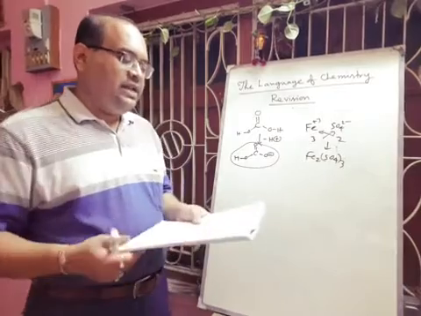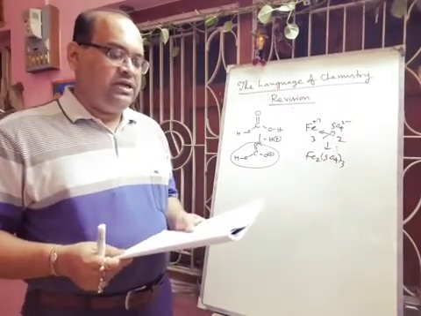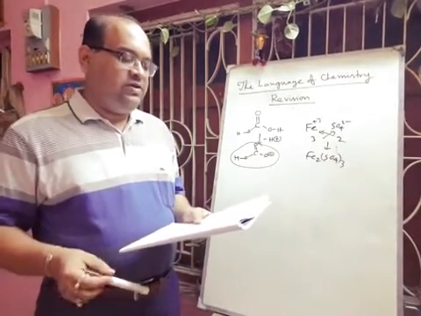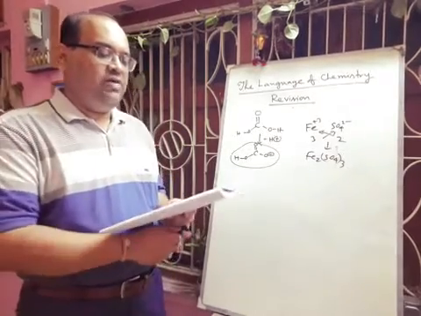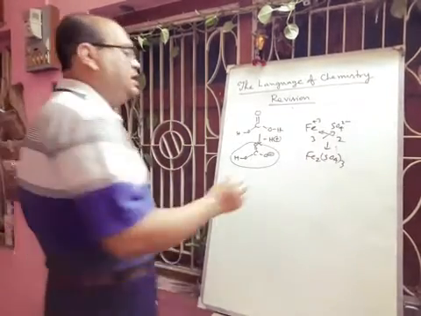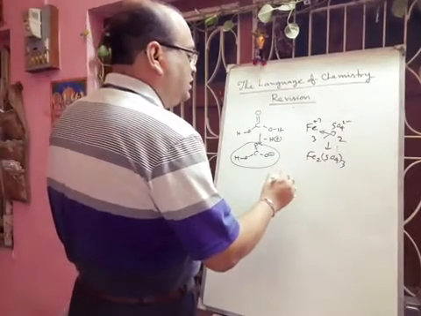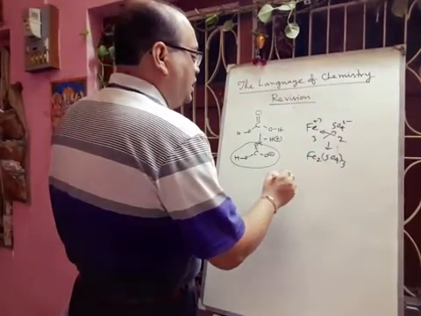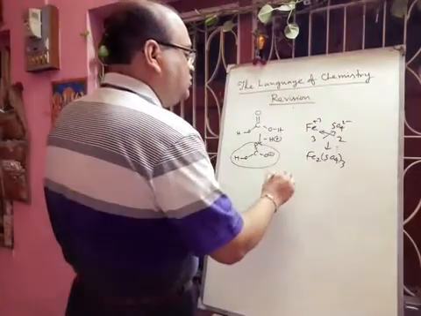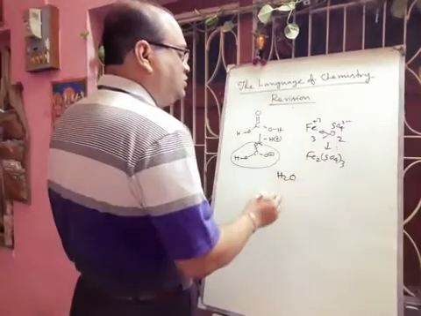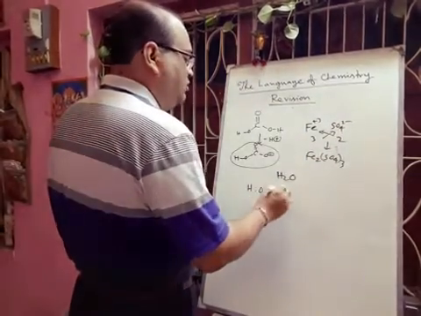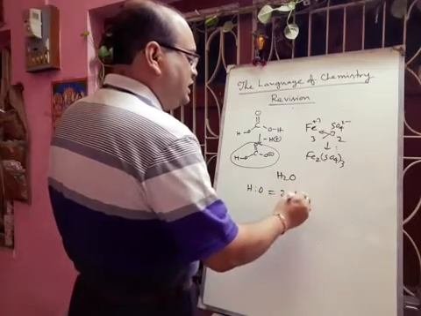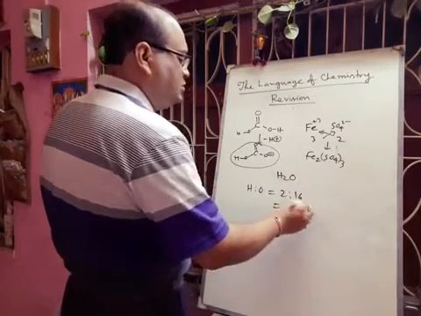Next one is: in water, the hydrogen to oxygen mass ratio is 1:8, 1:16, 1:32 or 1:64. Definitely, the water formula is H2O. Total hydrogen is 2, so the hydrogen to oxygen mass ratio will be 2 to 16, where oxygen is 16. That means 1:8. Hope you can understand.